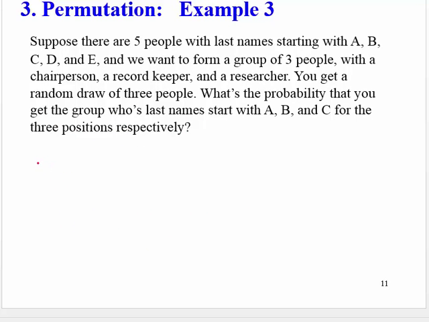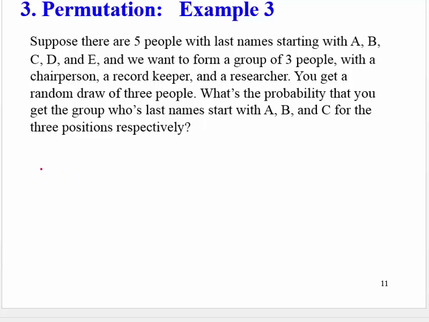Okay, example 3. Suppose there are 5 people with last names starting with A, B, C, D, E, and you're in a group of 3 with a chairperson, a record keeper, and a researcher. You're going to draw a random sample of 3. What's the probability that you get the group whose last name starts with A, B, C for the 3 positions respectively? Okay, so does order matter? Yes, it matters, right? You want A to be the chairperson, B to be the record keeper, and C to be the researcher. So order matters.